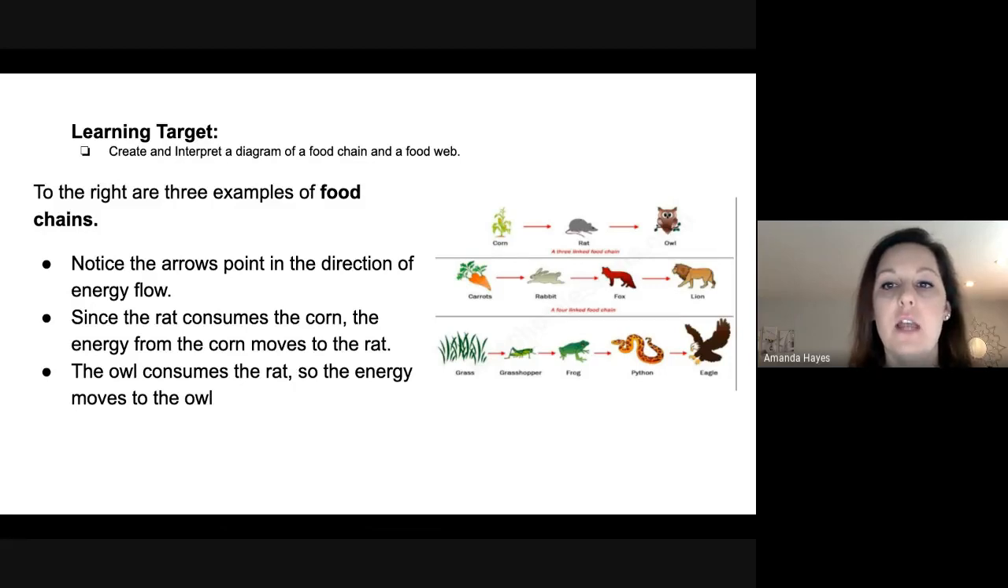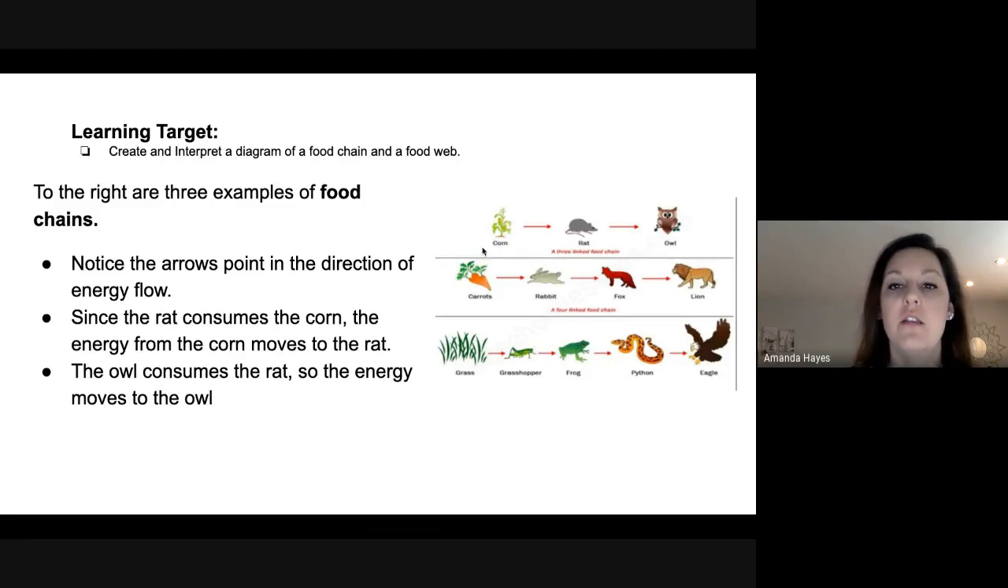The first one has 3 organisms in it. The second one has 4. And the third one has 5. So the first thing I want you to notice is that the arrows are pointing in a specific direction. This is showing you the direction of the energy flow.